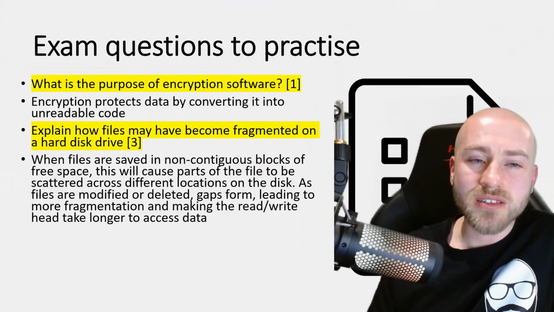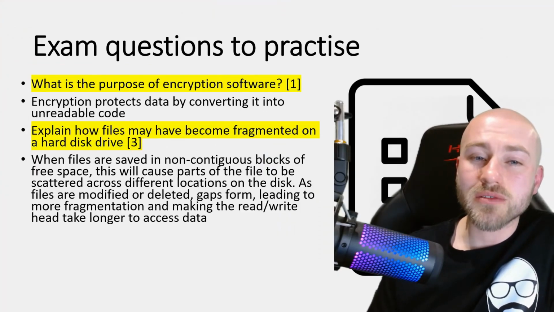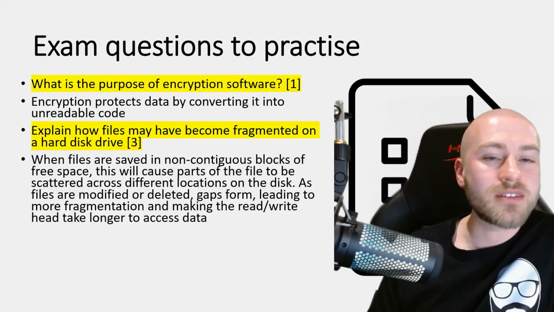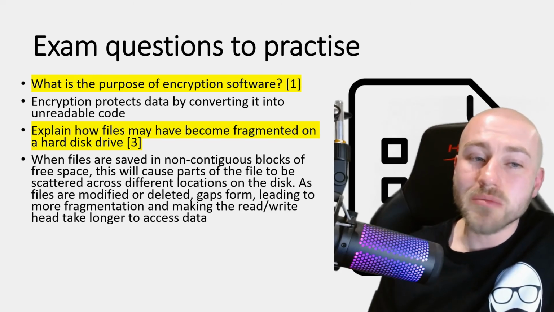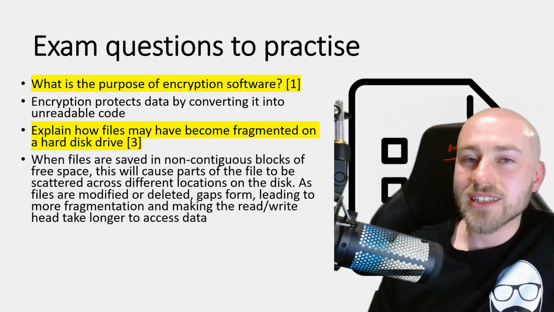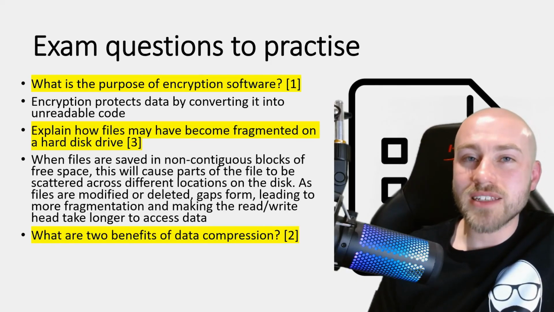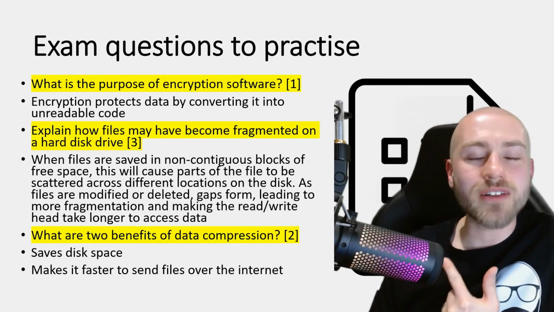So when files are saved in non-continuous blocks of free space, this will cause parts of the file to be scattered across different locations on the disk. As files are modified or deleted, gaps will form, leading to more fragmentation and making the read-write head take longer to access the data. And question 3, what are two benefits of data compression? It saves disk space and it makes it faster to send files over the internet.